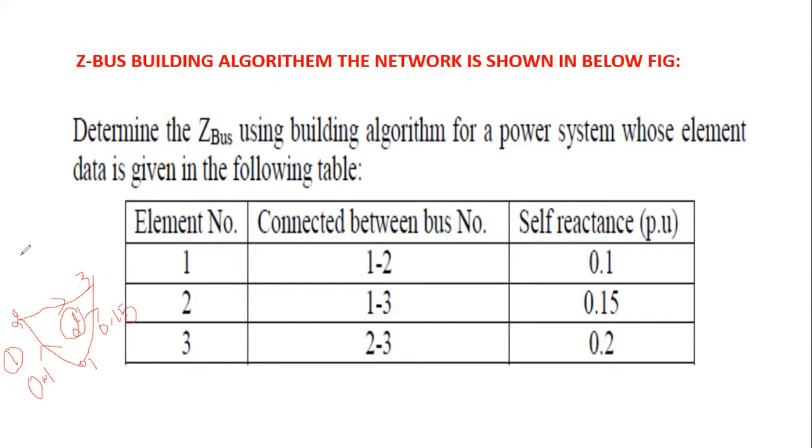Its value is 0.2 per unit. All the values are represented in per unit. This is element 3. By using the given table, we first draw the graph. This is the graph for the Z-bus matrix, and by using this graph we can form the Z-bus building algorithm step by step. This is the graph for the given table.